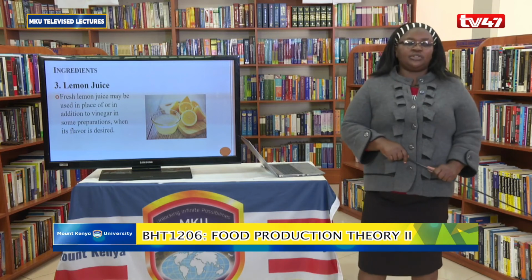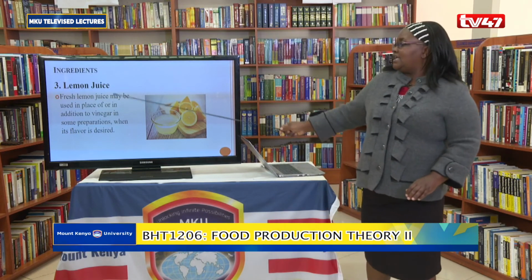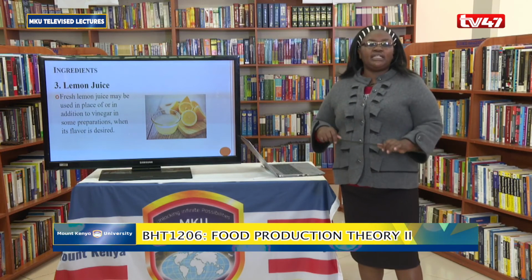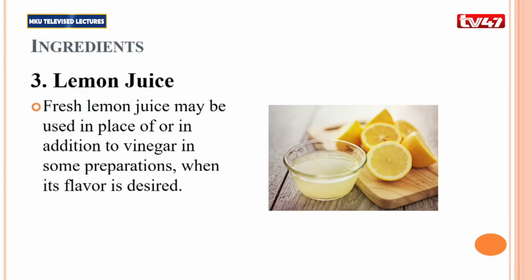Another type of ingredient that we use when we are making the salad dressing is lemon juice. You squeeze the lemon juice when it is very, very fresh. You can use it in addition to the vinegar, which is an acid, because a lemon is also an acid, or you can use it alone, when you want that taste of the lemon. So the lemon may be used in place of, or in addition to the vinegar, in some preparations when that flavor is desired. So lemon is actually a very important ingredient in salad dressing.